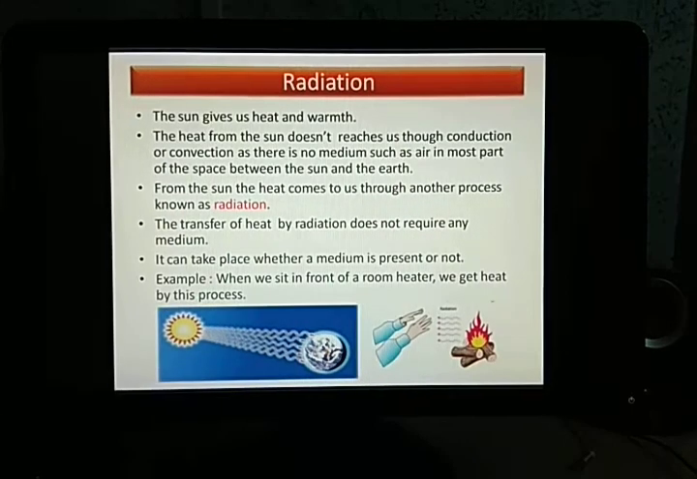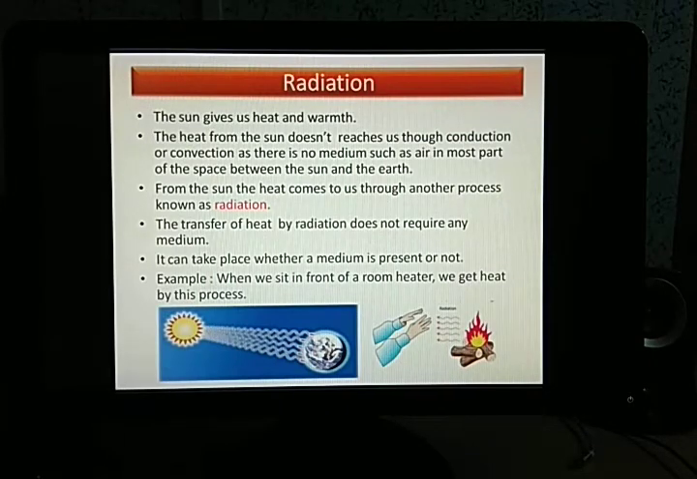Even if we burn wood, we are not sitting just above the chimney, right? So how do we get the heat? This is also due to the process called radiation. The heat is coming to us. Yes, there is a medium involved here, that is the air medium. Clear? Now moving on.